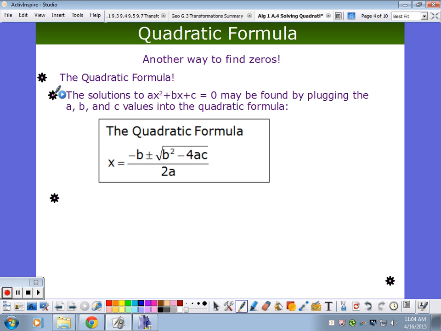Look at that quadratic formula. Here it is. I'm not using that. Oh, yes, you are. X equals negative b plus or minus the square root of b squared minus 4ac, whole thing over 2a. Got it? Let me give it to you again. X equals negative b plus or minus the square root of b squared minus 4ac, whole thing over 2a. Got it now?